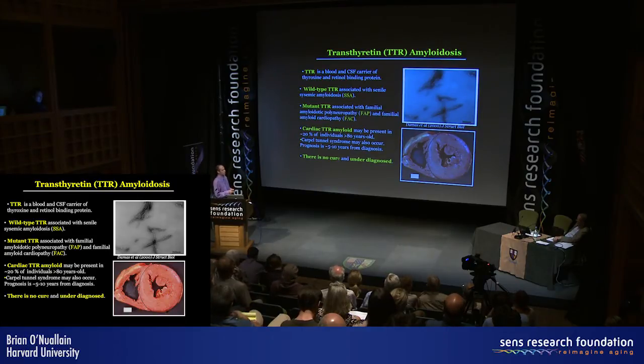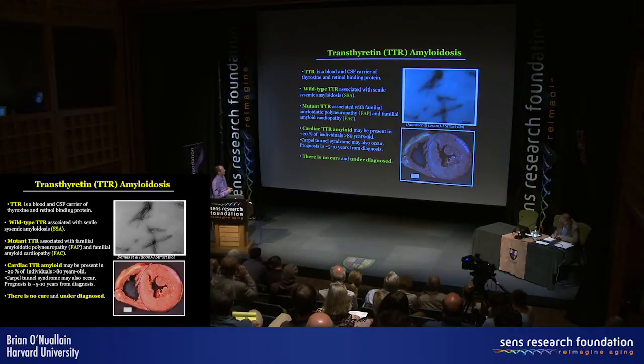A more aggressive form of TTR amyloid occurs with the mutated protein. This can occur as early as patients in their 30s or even younger. It can either primarily affect the heart or the nerves, and it's associated with familial amyloidotic polyneuropathy and familial amyloid cardiopathy. Currently, there's no cure for these amyloid diseases, and they are underdiagnosed.